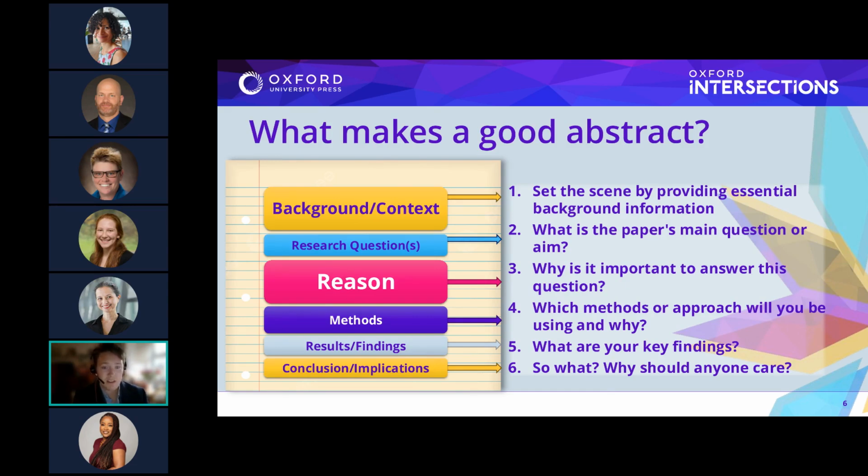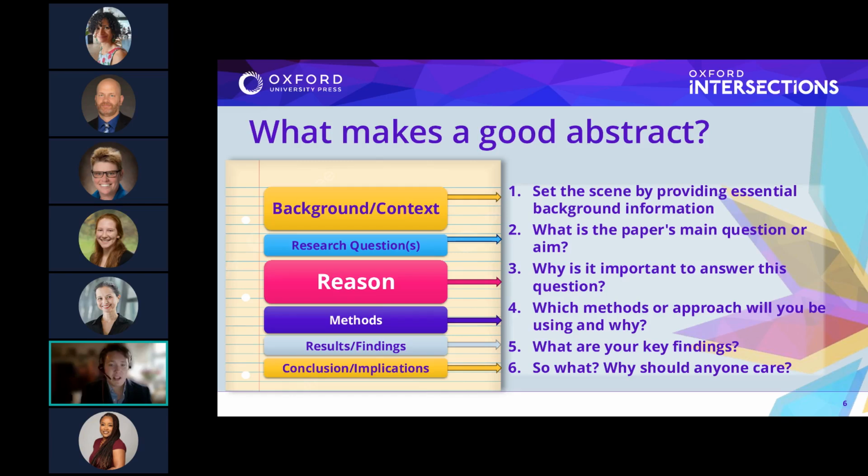So that is the reason. Why are you doing this to begin with? Afterwards, I think it's important, especially for interdisciplinary research, to briefly describe your methods or your approach. This is because in interdisciplinary papers, you will likely be using a combination of approaches from multiple disciplines. And I know that not all disciplines will have a formal methodology section in their papers.